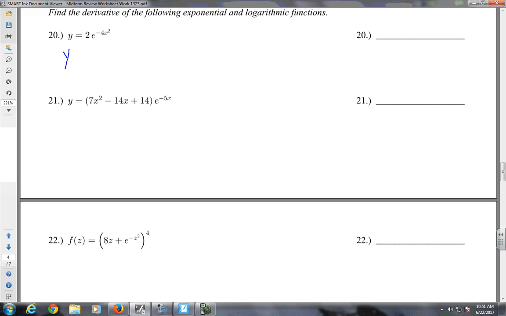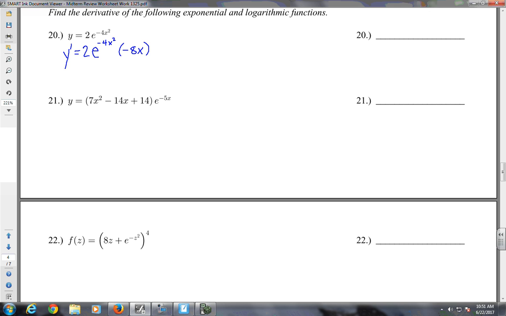The rule of thumb for differentiating an e is to make a copy of it exactly as it appears and then multiply by the derivative of the exponent. So for this function, we need to filter that constant coefficient through to the derivative like we normally do. And then we're going to make a copy of the e exactly as it appears and then multiply by the derivative of the exponent. Now watch your levels here.